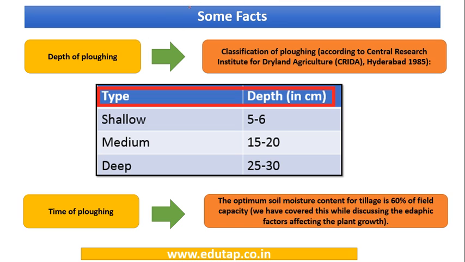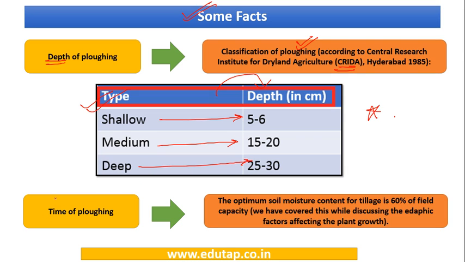So, some important facts, kindly remember them for your examination. One is the depth of plowing, right? According to the classification of plowing brought out by the Central Research Institute for Dryland Agriculture, that is CRIDA, you can see that a tabular column is given, the type of plowing along with the depth. For shallow it is 5 to 6 centimeter, for medium it is 15 to 20, and for deep it is 25 to 30. So please make a note of this, right?